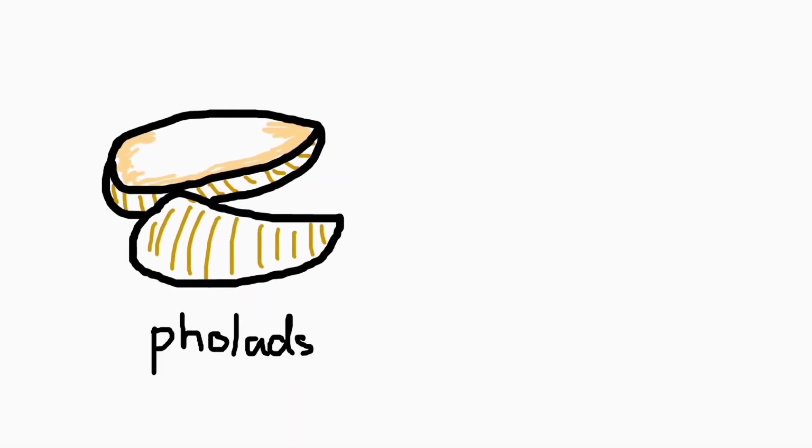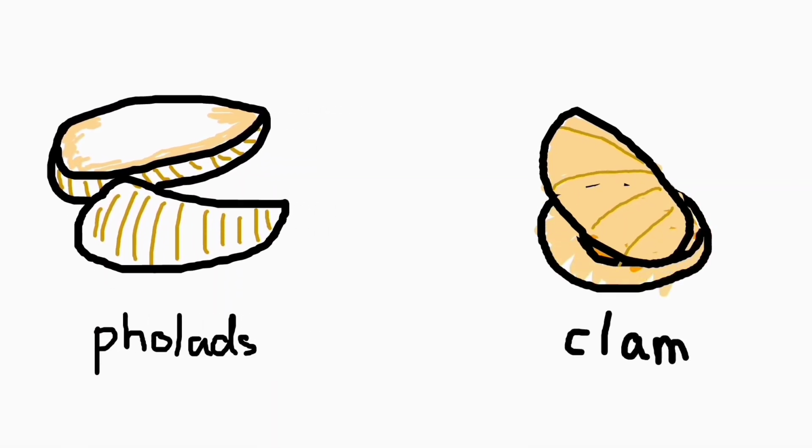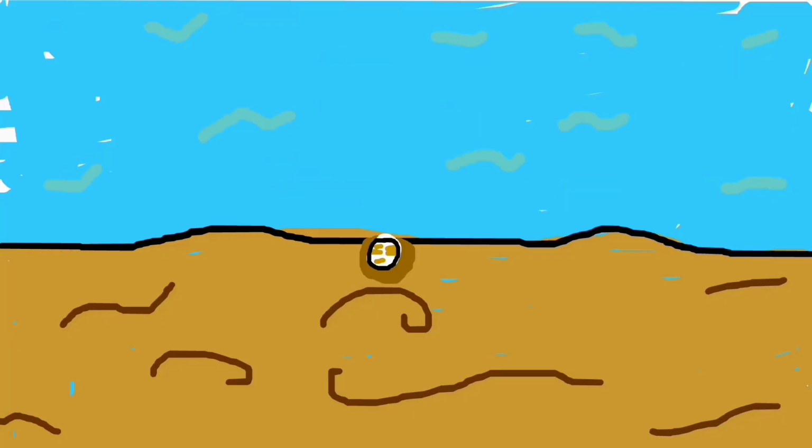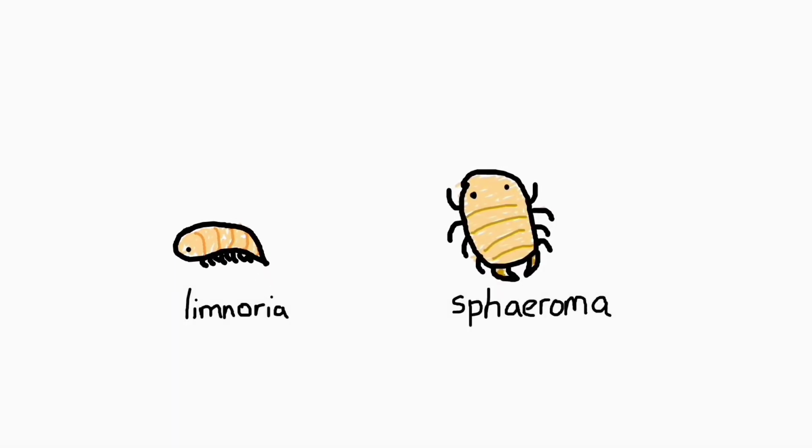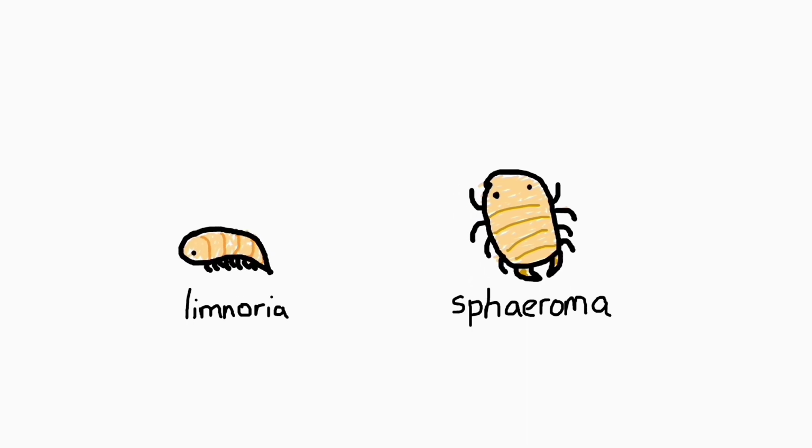Another group of wood-boring organisms is the pholads, which clearly resemble clams. Like the shipworms, they enter the wood when they are very small, leaving a small entrance hole, then grow larger as they burrow into the wood. The limnoria and sphaeroma are quite different from shipworms and pholads because they do not become imprisoned in the wood, but can move freely from place to place.